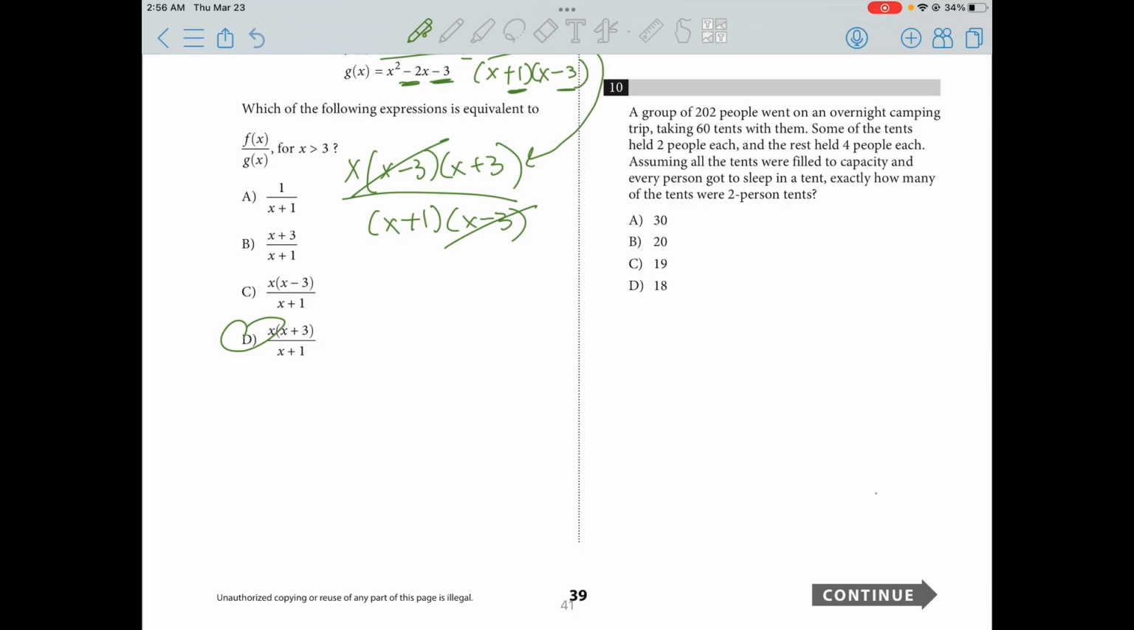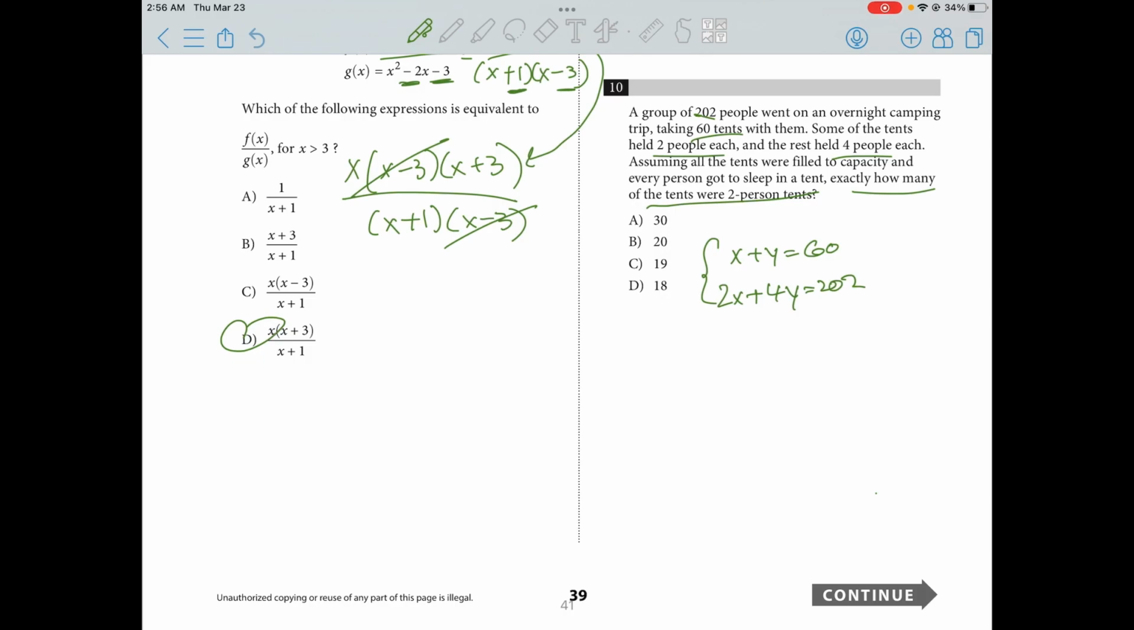Okay, number 10. A group of 202 people went on an overnight camping trip, right? 60 tents, some tents hold 2 people, some 4. All right, we're solving for how many tents were 2-person tents. We need to set up a system of equations. X plus y equals 60, that gives us the number of tents. And this one gives us how many people.